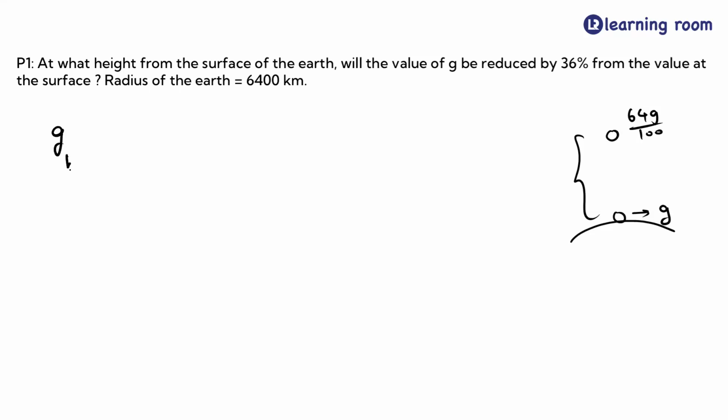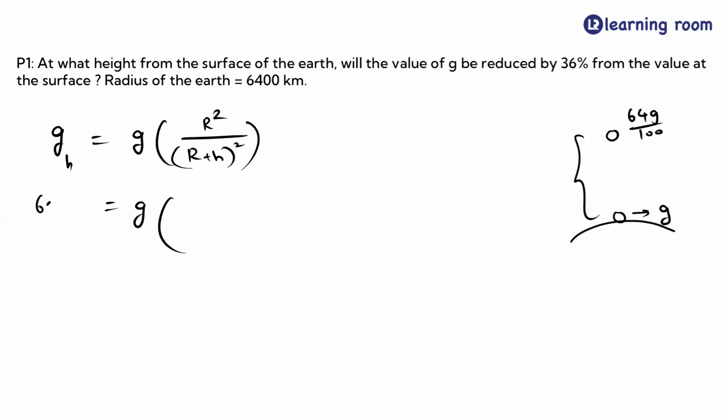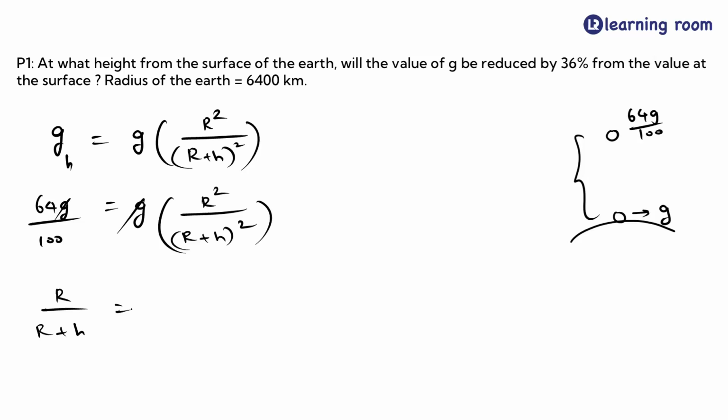Then what is going to be the value of gh? What formula should I use here? g into R square by R plus h, the whole square. What should I substitute in the place of gh? It is 64g divided by 100. So it is R square divided by R plus h, the whole square. g and g will get cancelled. Then R divided by R plus h is equal to 64 by 100, the whole power half, which is going to be 8 divided by 10.